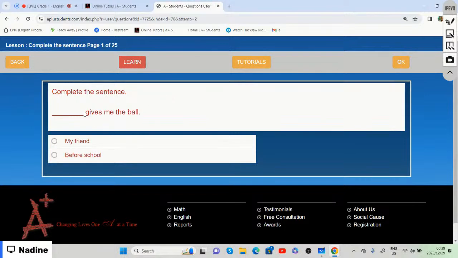All right, so gives me the ball. Do I say my friend gives me the ball or before school gives me the ball? So who gives me the ball? Is it my friend, which is the first one, or before school gives me the ball? So the question is who gives me the ball?